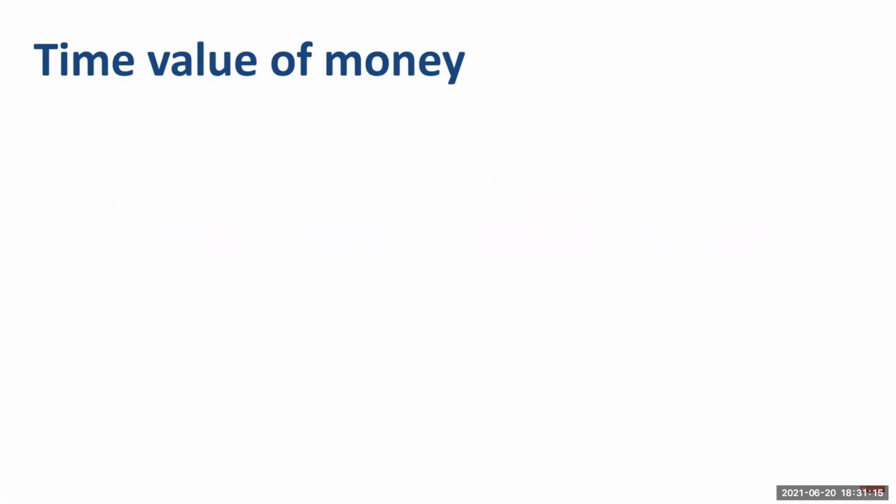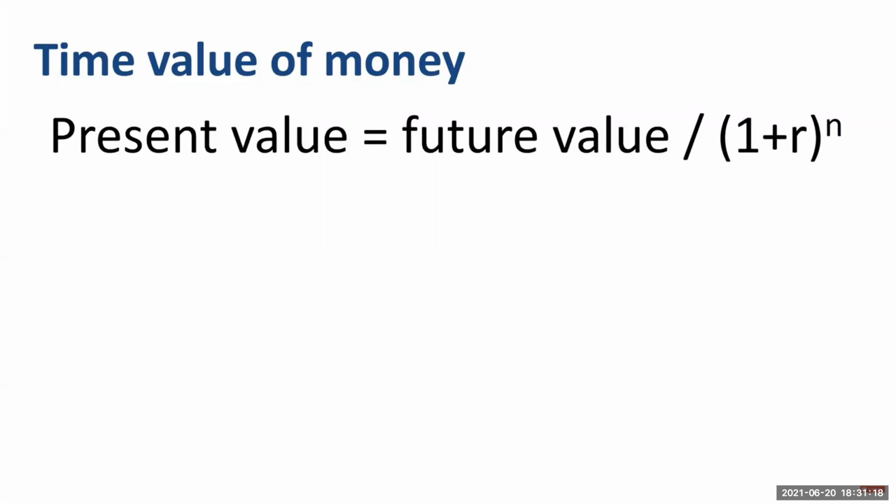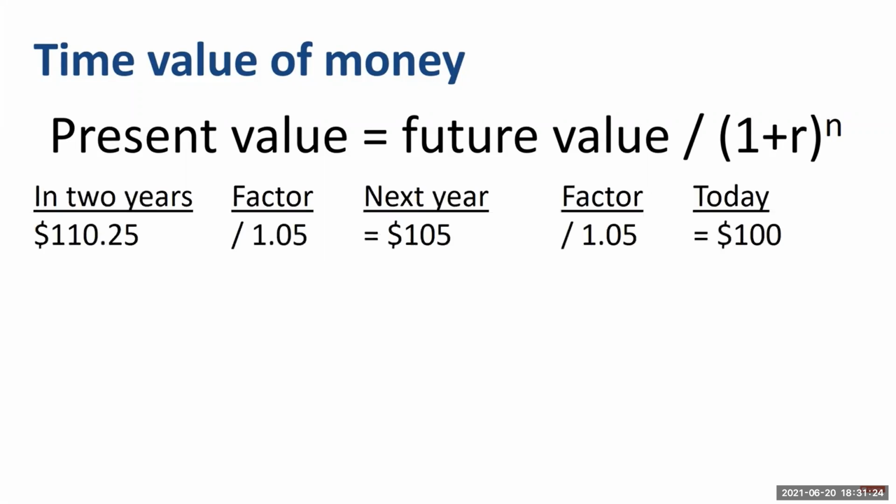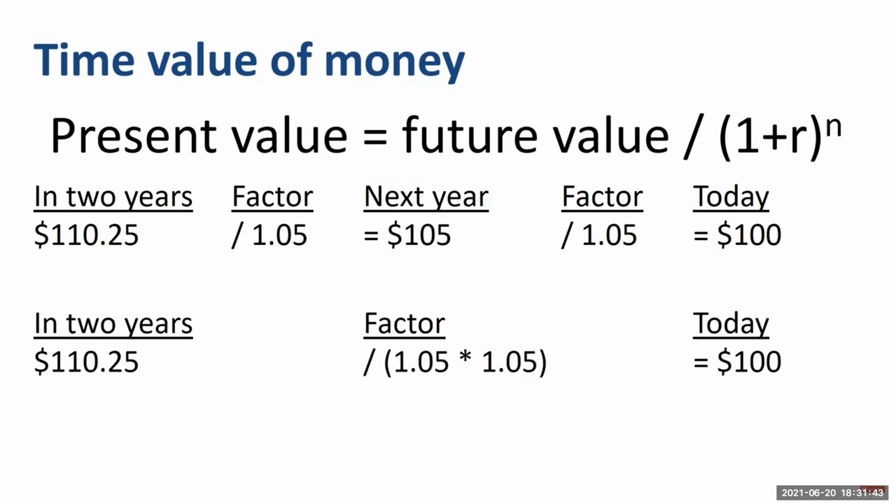We can also work in the opposite direction. The present value equals the future value divided by 1 plus the rate of return to the power of the number of years. $110.25 2 years from now divided by 1.05 is $105 1 year from now. That same $105 1 year from now divided once again by 1.05 equates to $100 present value today. Or if you want to go straight from 2 years from now to today, $110.25 divided by 1.05 times 1.05 equals $100 today. 1.05 times 1.05 is the same as 1.05 squared, which is the same as 1.1025.